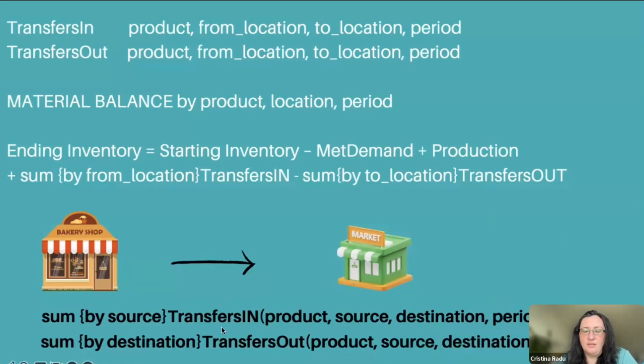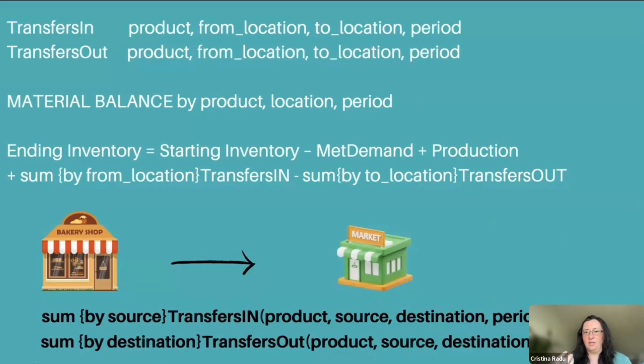So then, transfers in, source and destination. If you are a location which receives a transfer in, it means you are the destination, and the source is all the other locations in the network. So this means you need to sum by the source.